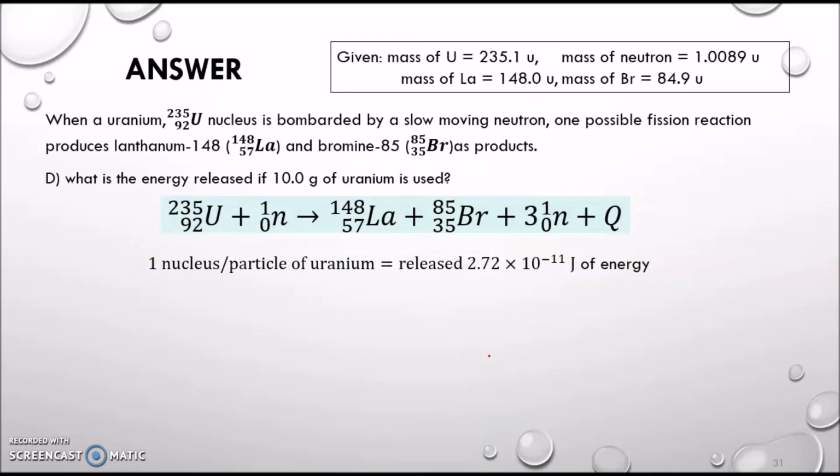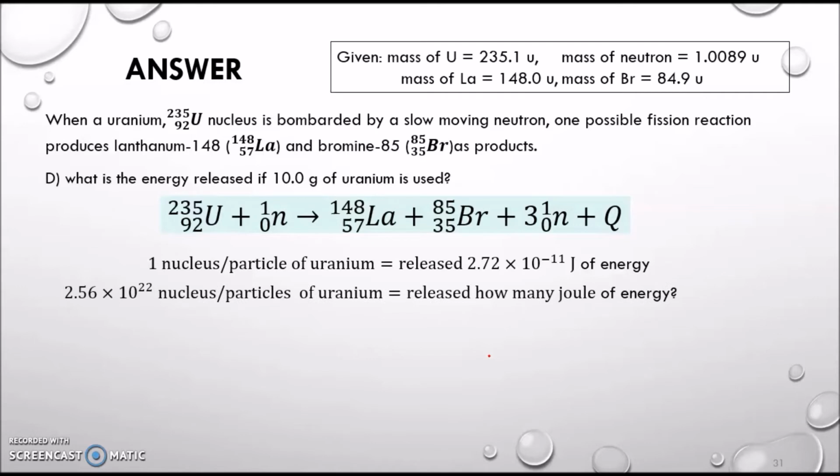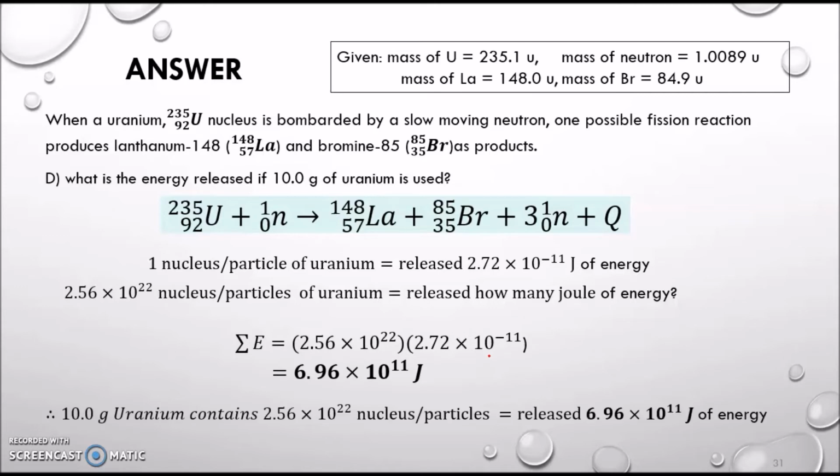So here we have this ratio equation. If one nucleus or one particle of uranium releases that energy, then 2.56 times 10 to the power of 22 nuclei or particles of uranium will release 6.96 times 10 to the power of 11 joule. Thus, 10 grams of uranium will contain 2.56 times 10 to the power of 22 nuclei, and it will release 6.96 times 10 to the power of 11 joule of energy.